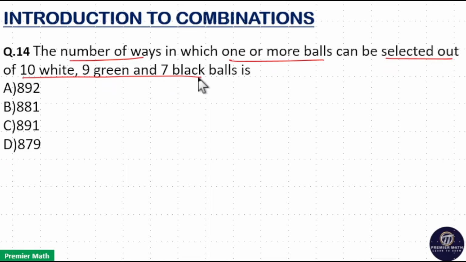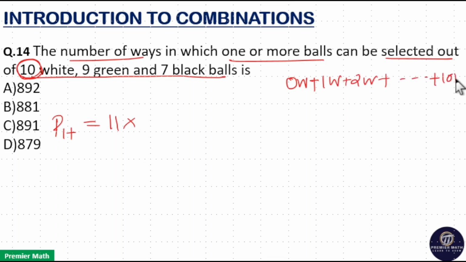The number of ways in which 1 or more balls can be selected out of 10 white, 9 green and 7 black balls is. Here, the number of ways of selecting 1 or more balls: the 10 white balls you can select in 11 ways. That is, you can choose not to have a white ball, that is, you can decide to select 0 white balls, or 1 white ball, or 2 white balls, or up to 10 white balls. So this can be done in 10 plus 1, 11 ways. Same way, 9 green balls you can select in 10 ways and 7 black balls you can select in 8 ways.